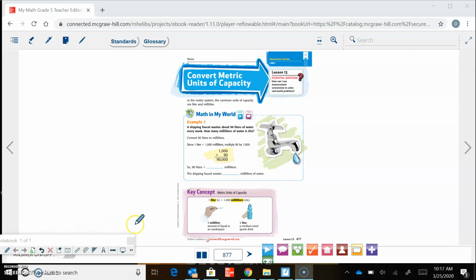So this is my first try at this. So 90 liters just equals 90,000 milliliters. Not bad for my first try. Okay, so dripping faucet wastes 90,000 milliliters of water. You just repeat that down here.